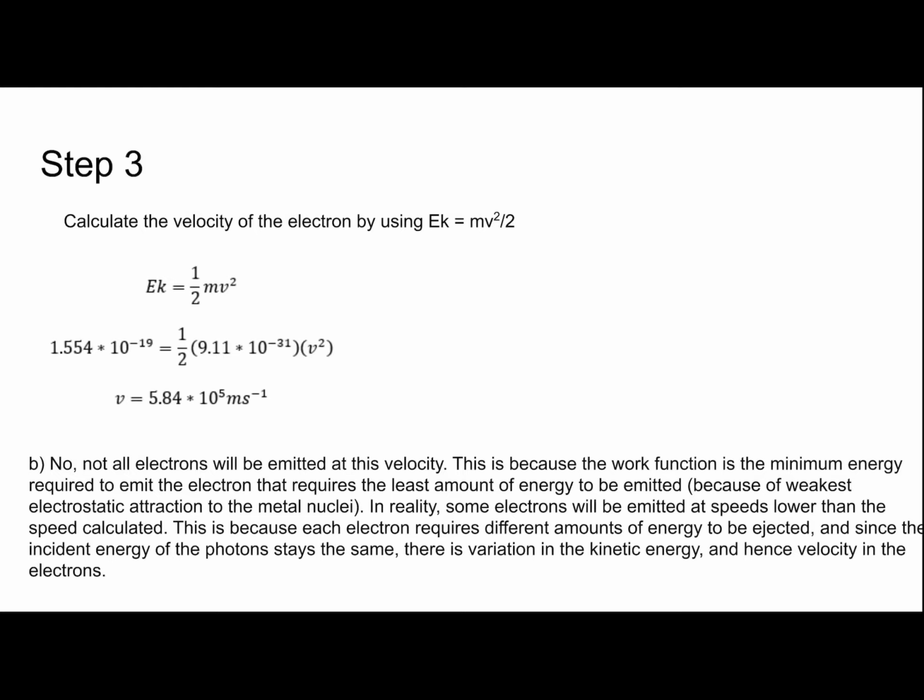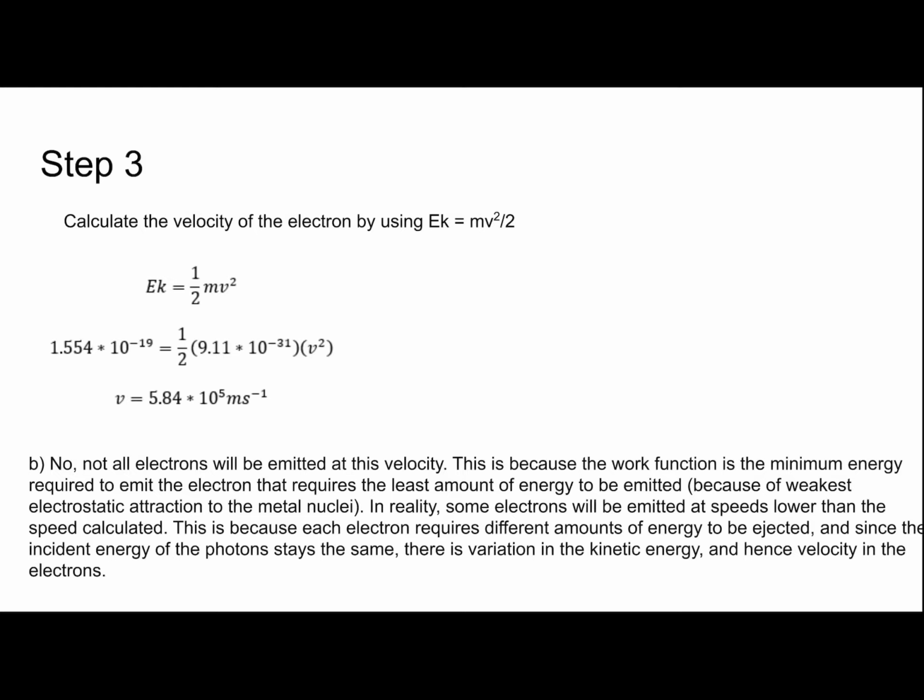Okay, so for question B, it asks us whether all electrons are ejected at 5.84 times 10 to the power of 5 meters per second, and the answer is no, not all electrons are emitted at this velocity. This is because the work function is the minimum amount of energy required to emit the electron. So this is the electron that requires the least amount of work to be done in order to bring it to the surface of the metal, and hence it will have the greatest amount of kinetic energy left over in order to be emitted. In reality, some electrons will have a stronger attraction to the positively charged metal nuclei, and hence they may require more energy than the work function in order to be brought to the surface of the metal.